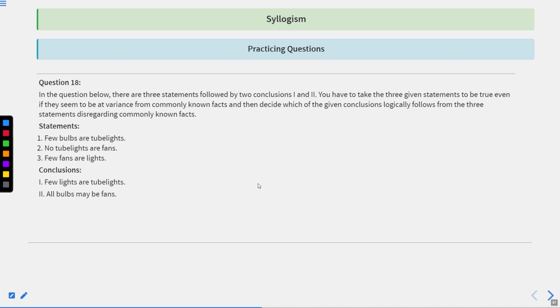You are requested to draw the Venn diagram representing circles for: few bulbs are tube lights, no tube lights are fans, and few fans are lights. So my dear students, I suppose you were able to draw the Venn diagram where the first statement suggests that few bulbs are tube lights, the second says no tube lights are fans, and the third says few fans are lights. Now let's go to the conclusion.